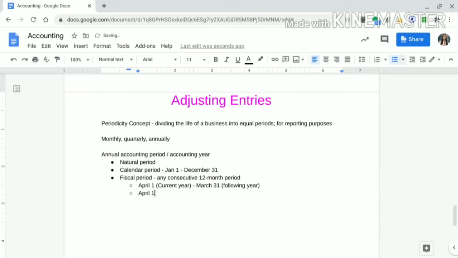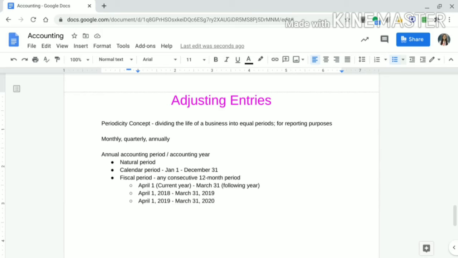April 1, 2018, nag-start si business. So, ang reporting date niya is March 31, 2019 rather. Okay? And then, yung next accounting period niya would be April 1, 2019 and mag-end naman ng March 31, 2020. So, ganyan yung fiscal period for us to understand.